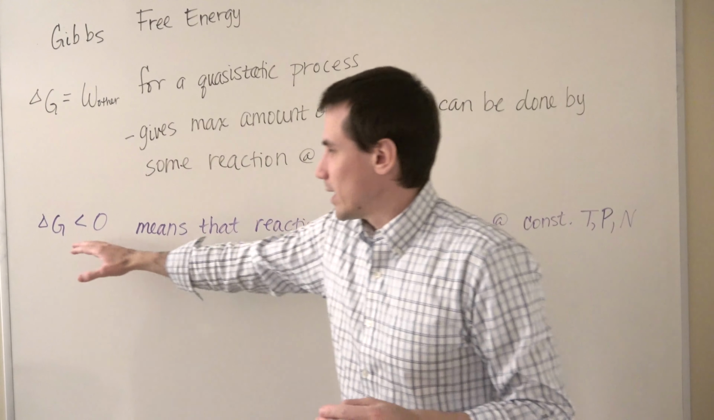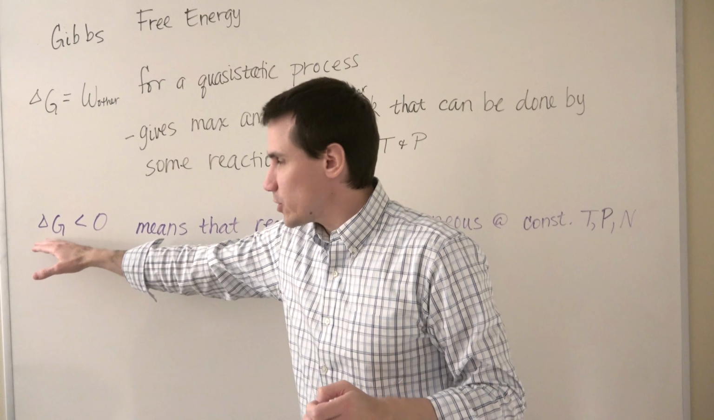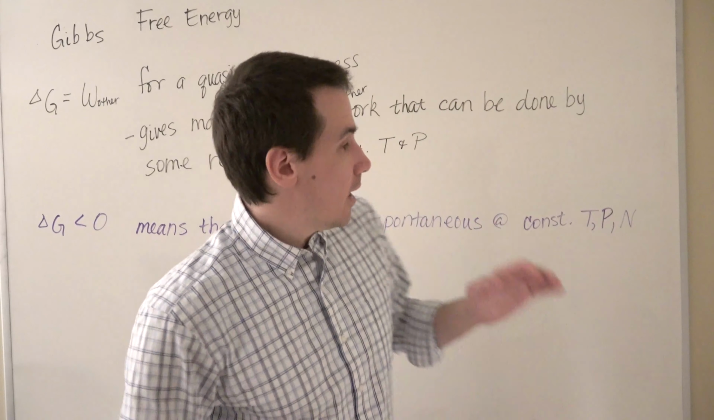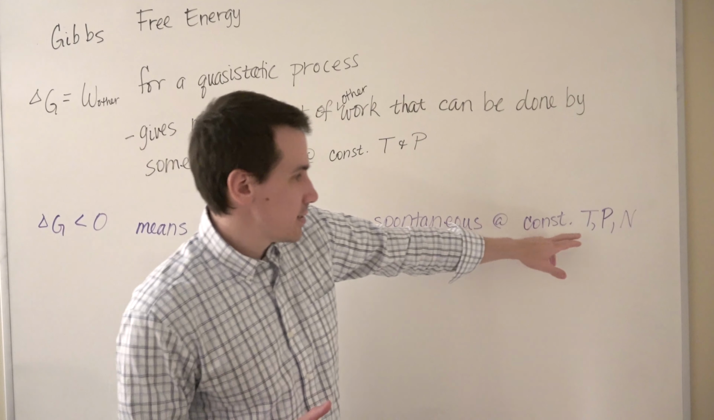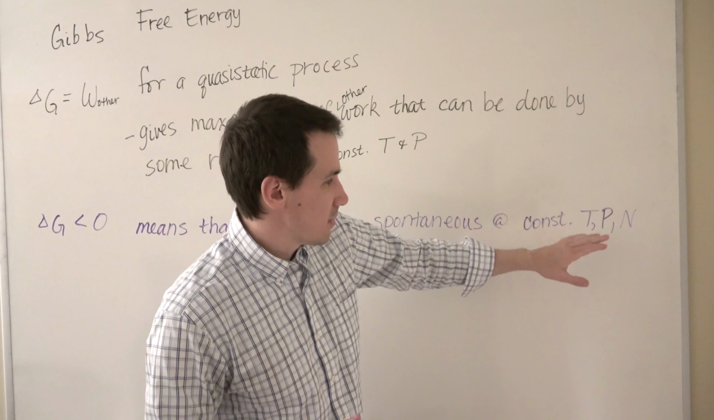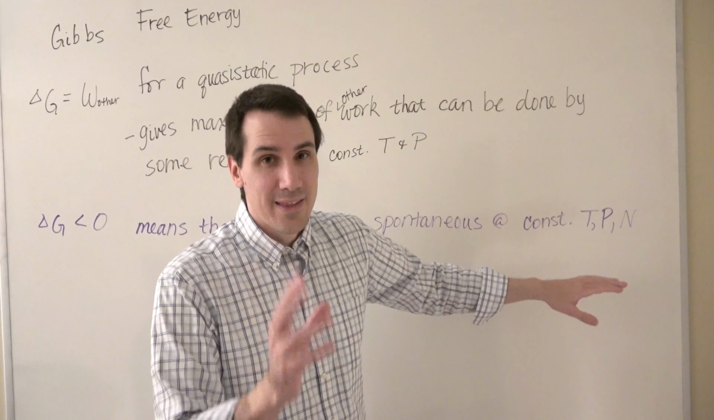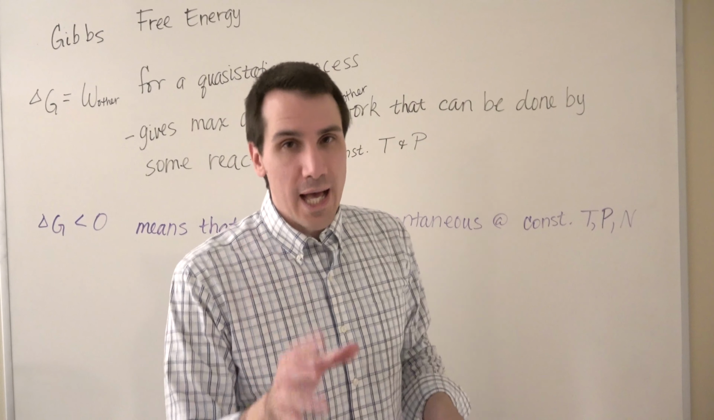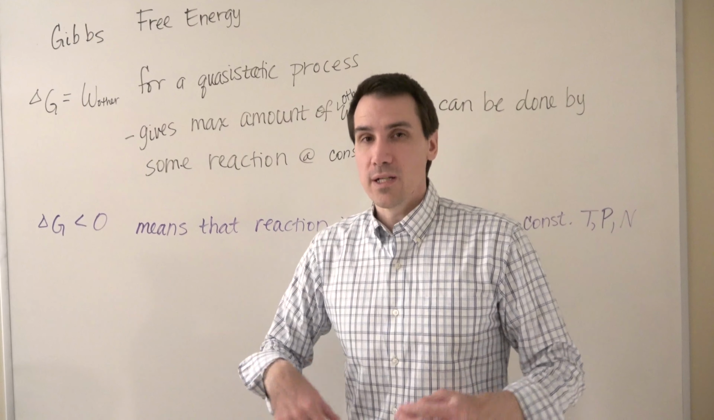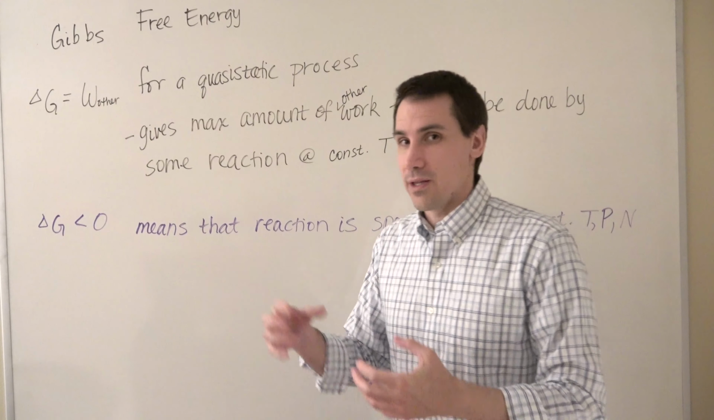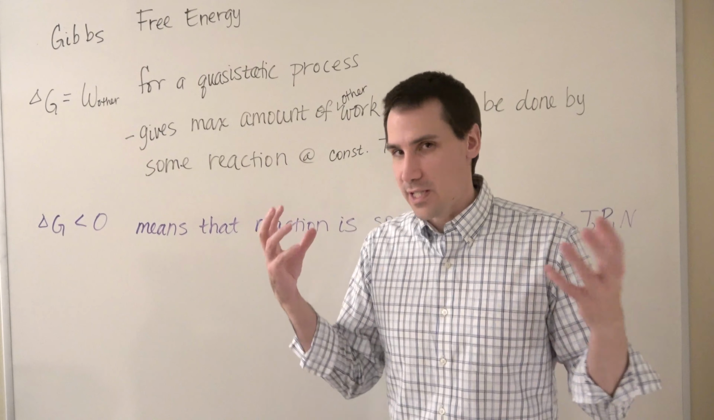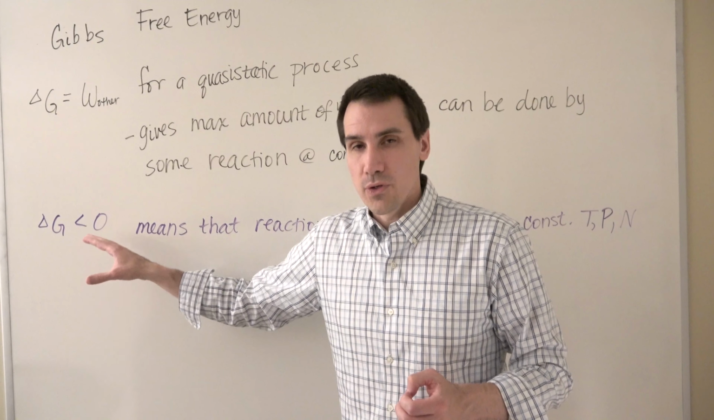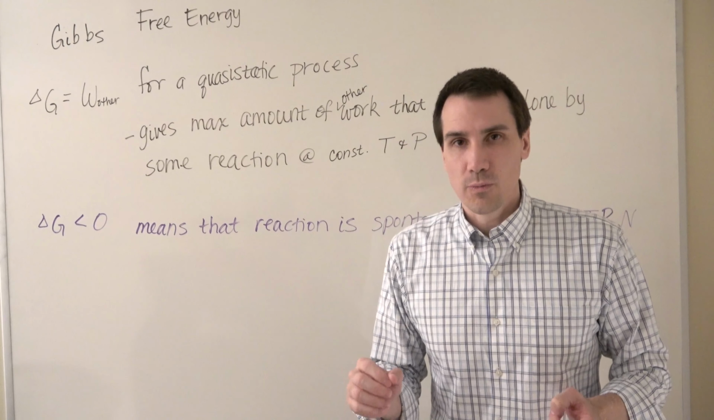Okay, so we also know that if the change in the Gibbs free energy is less than 0, this means that the reaction is spontaneous. Unlike for the Helmholtz free energy, where it was constant temperature, volume, and number of particles, this is true at constant temperature, pressure, and number of particles, which actually makes the Gibbs free energy more useful because most experiments in the lab would be done at constant atmospheric pressure. They would be exposed to the atmosphere. So we can just look at the sign of the Gibbs free energy for some process and see if that process will be spontaneous.